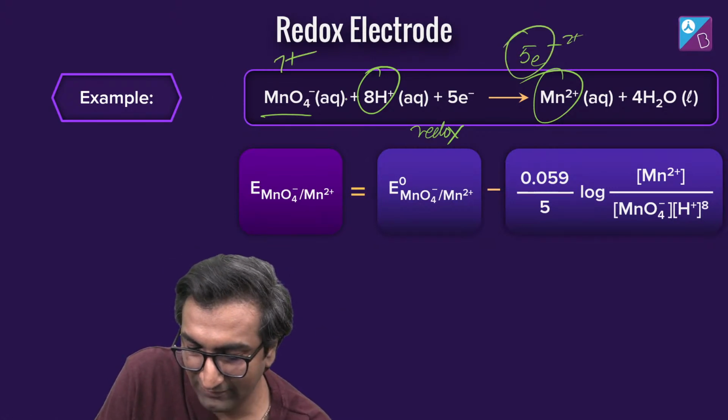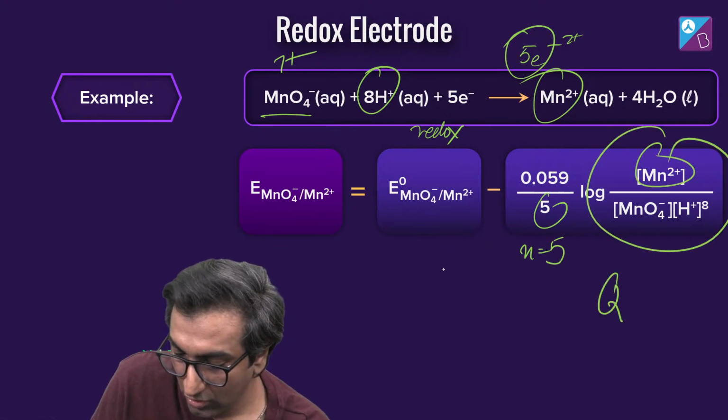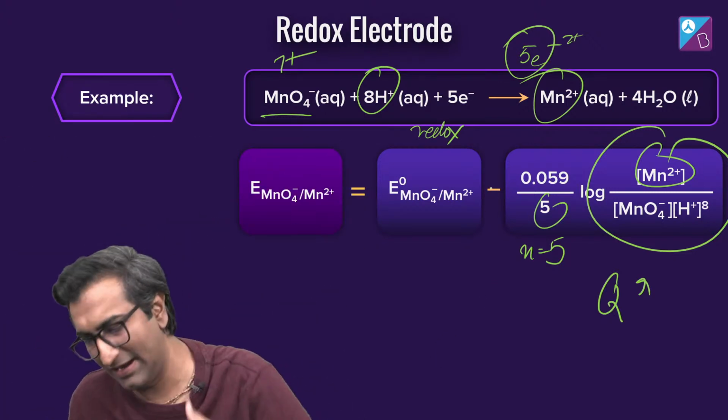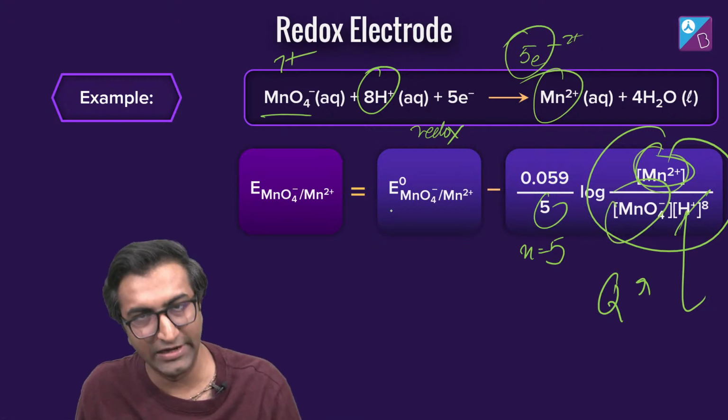So the change of 5 electrons, so n is equal to 5 right here. And why am I writing like this? Because this right here is Q. Oh, this is scary, H plus power 8. I'll take H plus to be 1 molar, it won't make any difference. This goes away. This is what you have to worry about. Usually it is 1 molar.